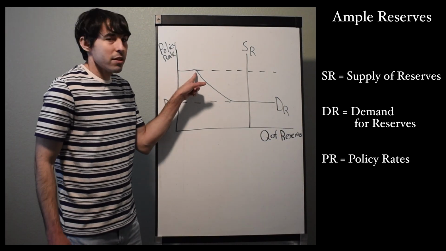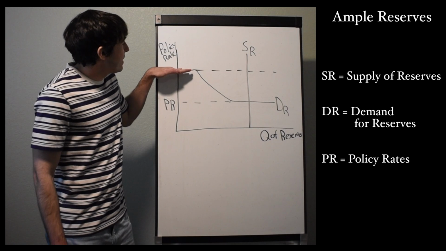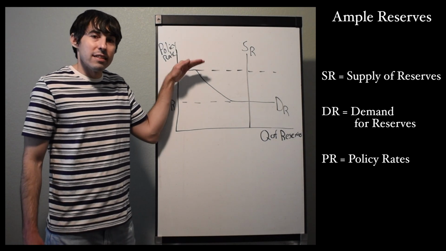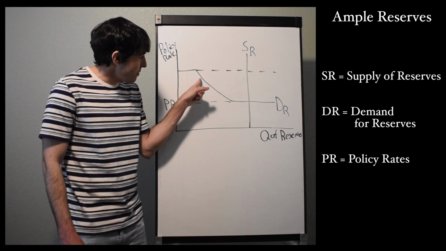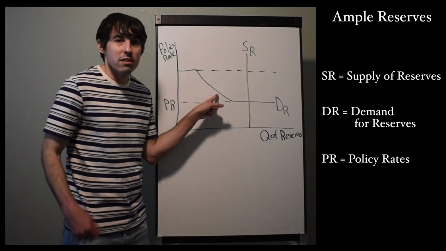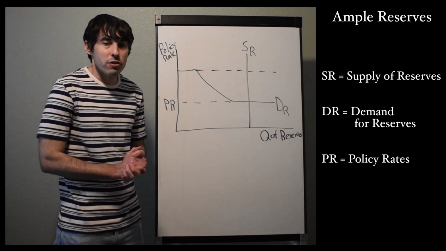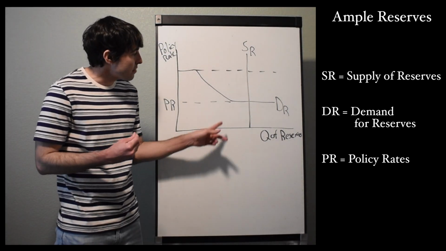Up here at the top, the demand for reserves curve is going to be flat, because there isn't going to be an interest rate that's charged greater than the discount rate. And then down here, we have a downward sloping curve for demand, because as the interest rate goes down, the opportunity cost for using money as an asset decreases.